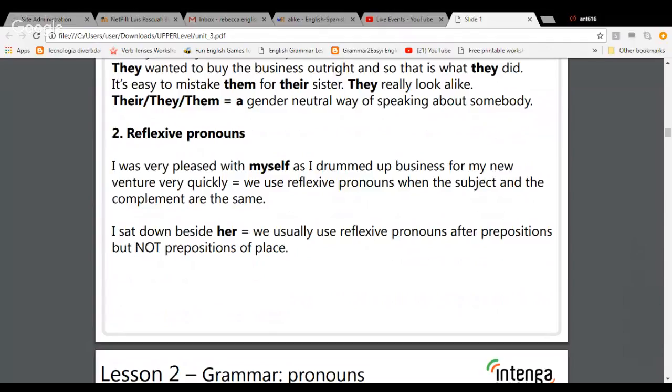And the second part is, we usually use reflexive pronouns after prepositions, but not the prepositions of place. Because in the first sentence, pleased with is a preposition. But in the second example, I sat down beside her, we're talking about a physical place. And so that's a preposition of place.